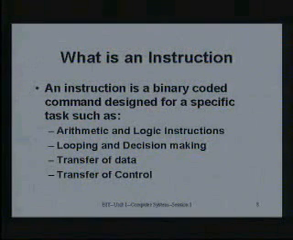Looping and decision making. Now that is a very important operation which is performed by the computer, and we would like to explore more about these concepts. Transfer of data as well as transfer of control. So all these things we would like to explore further. But once we say that these are the basic operations which a computer needs to perform, then how are these operations to be performed by a particular computer system? For that we need to explore how an instruction needs to be executed by a particular computer system.